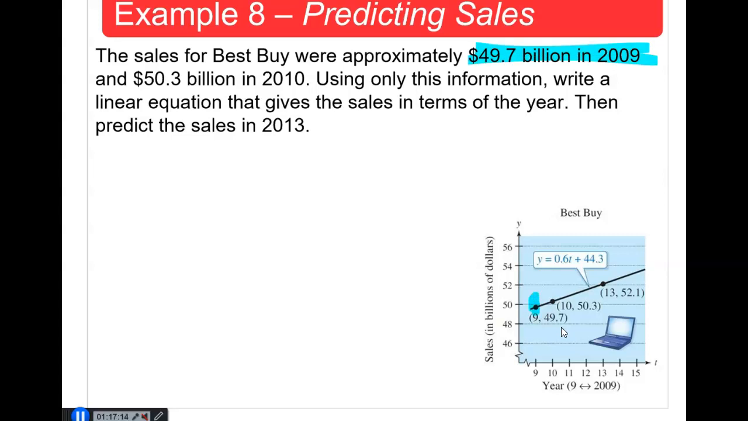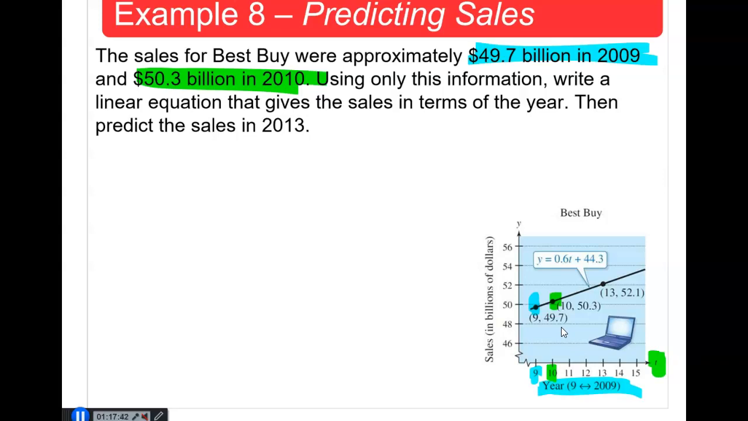And as you notice, it doesn't say 2009, it says 9. And so that's one thing that we're going to be doing. It's very common to just use the last digit or the last 2 digits. So we have for another year, 2010. In that case it is this point here, and we're using x equals 10, or we're calling it T for time. And the sales were 50.3 billion.